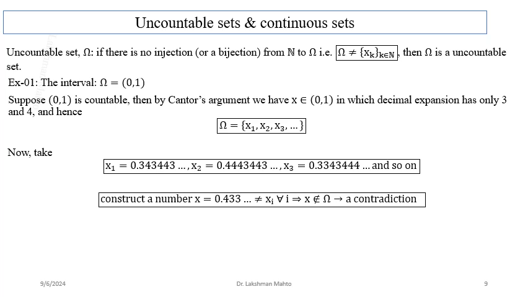You can define a sequence in (0,1) by decimal expansion. That would be a subsequence. It would be a subset of (0,1), not equal to (0,1). You are defining a sequence of points x in (0,1) in such a way that the decimal expansion contains just 3 and 4. What are the numbers? These numbers are coming.